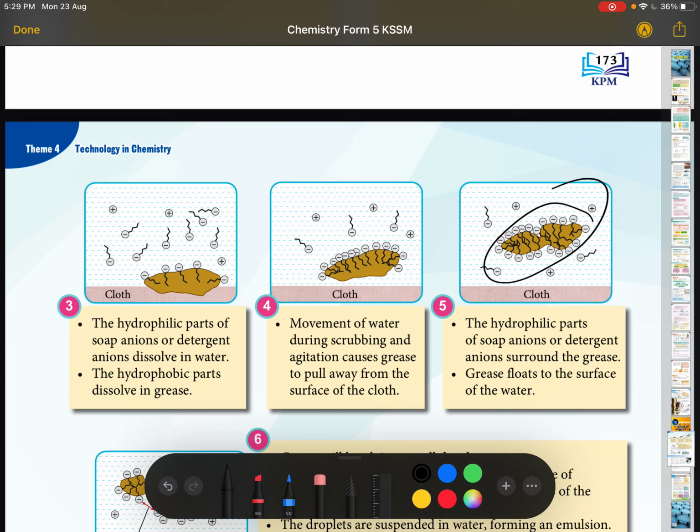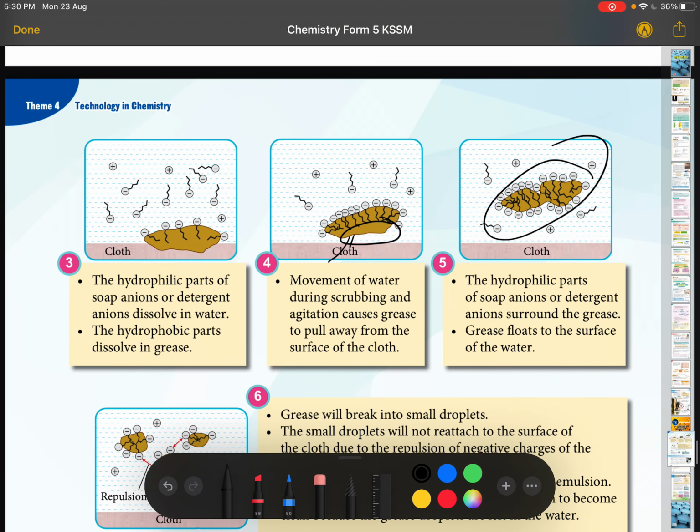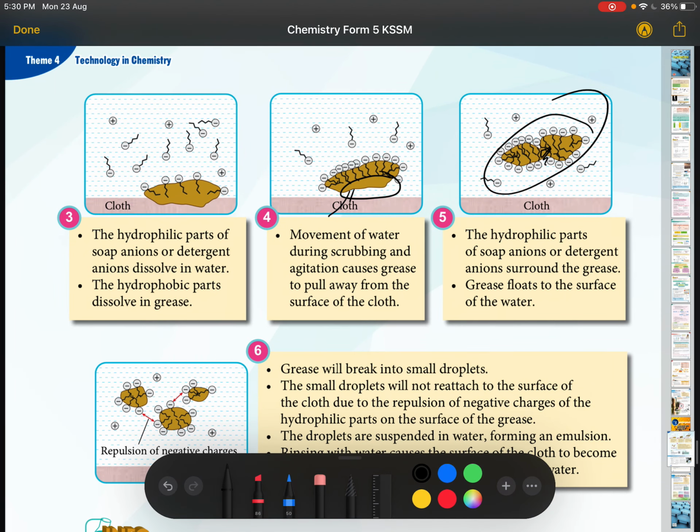So when you scrub that grease off, these anions help to lift up the grease. But also when you scrub it and it leaves the cloth, it opens up a space here. Then the anions will go here as well, so it becomes more negatively charged. And then you have all of these negative ions fighting for the grease. Because of that, they'll keep repelling, and eventually the grease will break into smaller pieces. And after they break into smaller pieces, they will continue repelling amongst those smaller pieces.